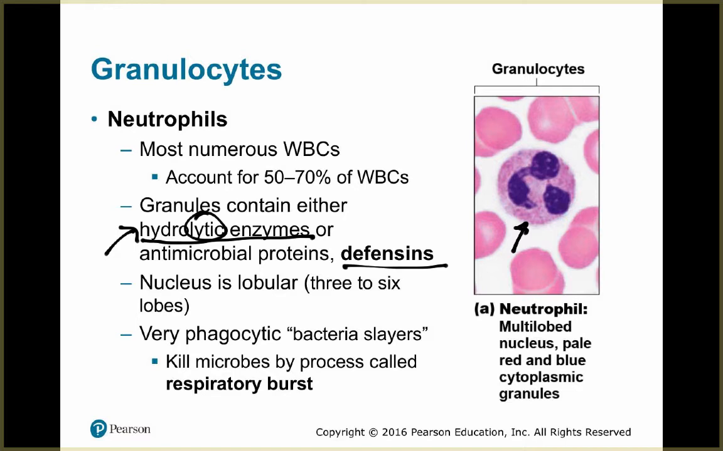You'll notice here that they have this pinkish area, and then the nucleus is lobular. So you have a lobe here, a lobe here, and a lobe here, so in this example, 1, 2, and 3 lobes. These cells have anywhere from 3 to 6 lobes, and that's one of the easiest ways to identify them. They're very phagocytic, which means they are bacteria slayers, and they kill microbes by a process called respiratory burst.